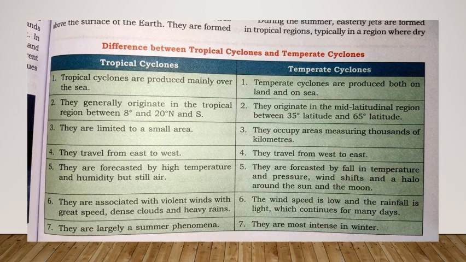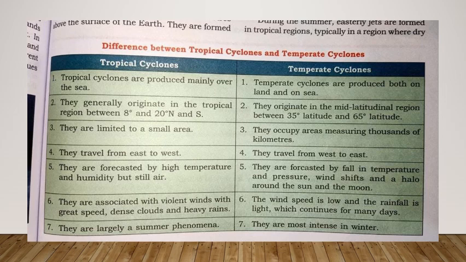The tropical cyclones are limited to small area, whereas the temperate cyclones occupy areas measuring thousands of kilometers. The tropical cyclones travel from east to west, whereas the temperate cyclones travel from west to east. The tropical cyclones are forecasted by high temperature and humidity but still air, meaning calm conditions. If you remember, we had studied this. And the temperate cyclones are forecasted by the fall in temperature and pressure, wind shifts, and a halo around the sun and the moon.